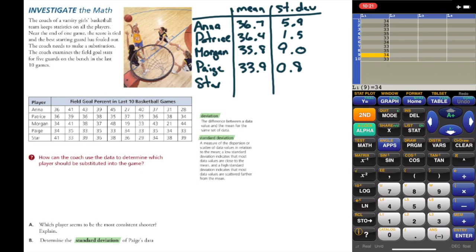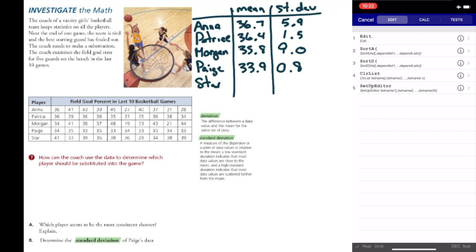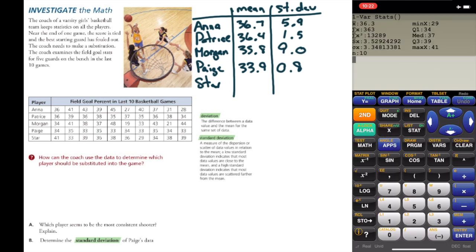And last but not least, we'll do Star. Mean of 36.3, standard deviation of 3.3.